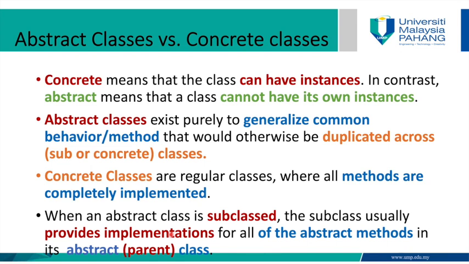When the abstract class has a subclass, the subclass usually provides the implementation. If the class that you are defining is a subclass of an abstract class, you include all the implementation of the abstract methods in that particular class.